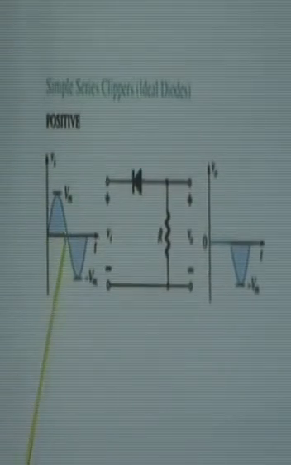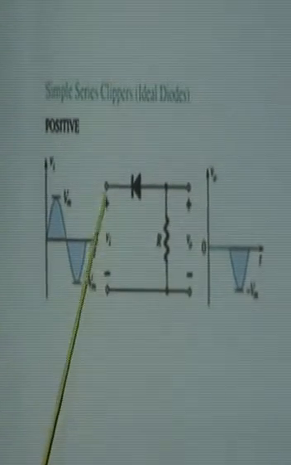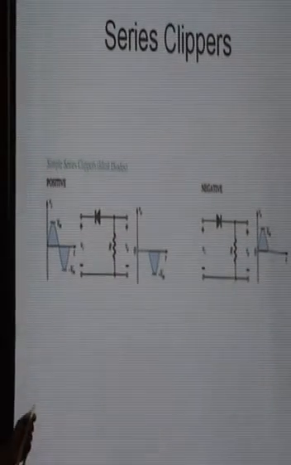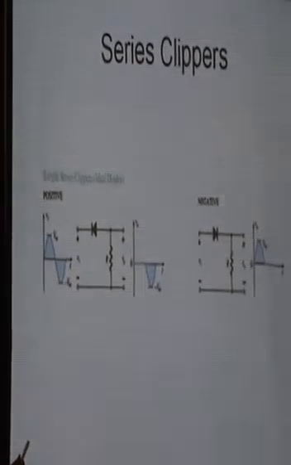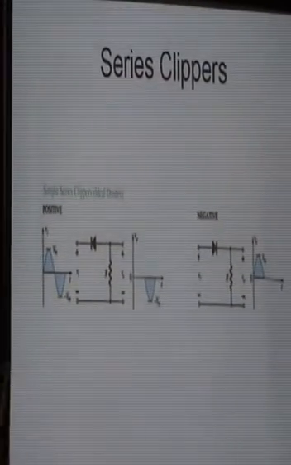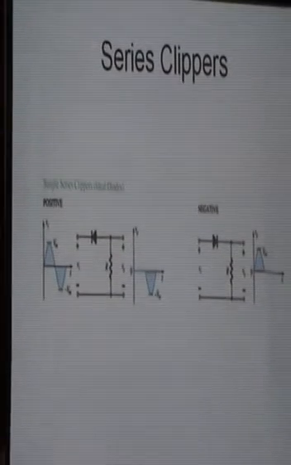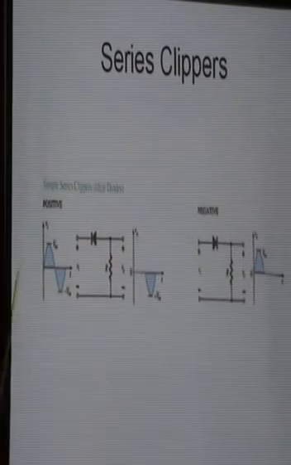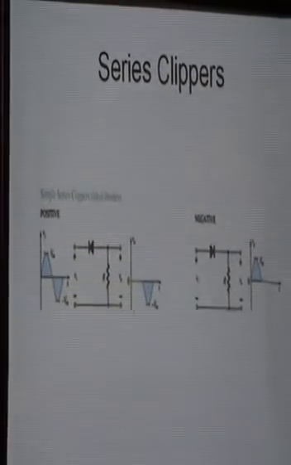While for the negative half case, we find that polarity of. Now these are the two configurations of the series clipper. One is the positive and another one is the negative. As specified by their names, one can clip the positive waveform from the input.